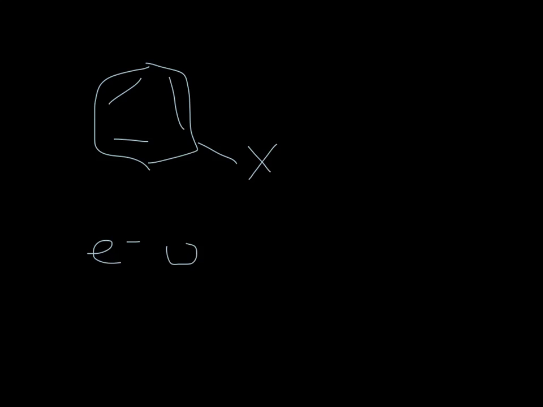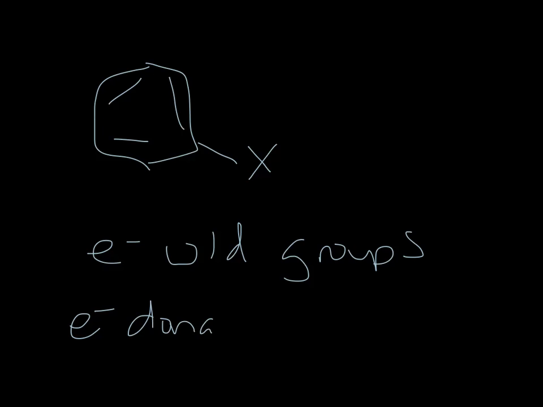In this video, we'll discuss electron withdrawing and electron donating groups on an aromatic ring. So if we have an aromatic ring, oftentimes there's going to be one or more groups on it, and we can categorize those groups into two main categories. They could be electron withdrawing groups, so those that pull electron density out of the ring, or they could be electron donating groups, those that push electron density into the ring.